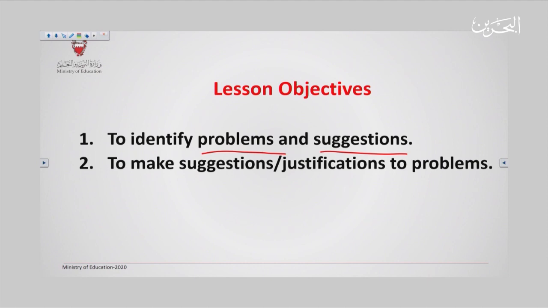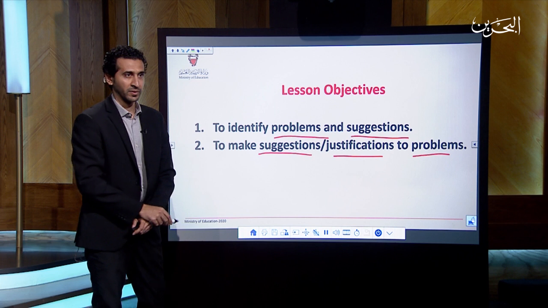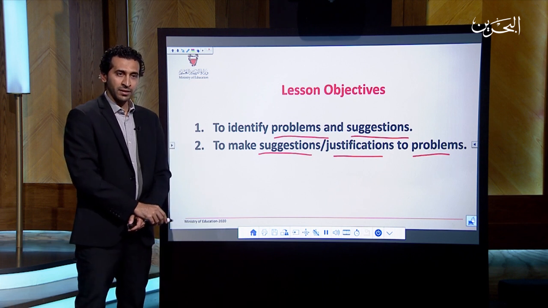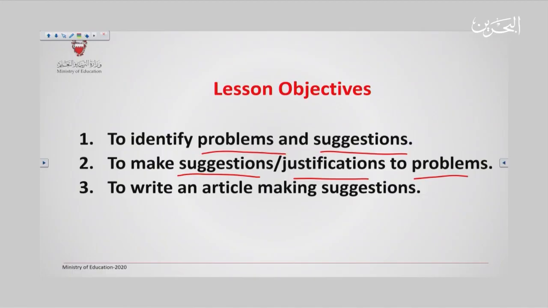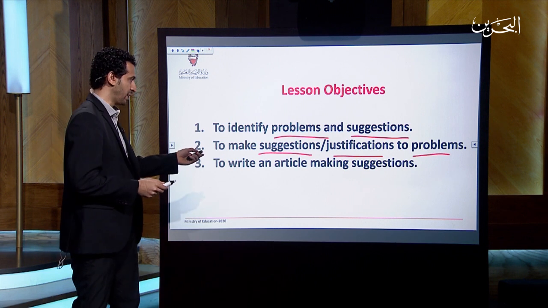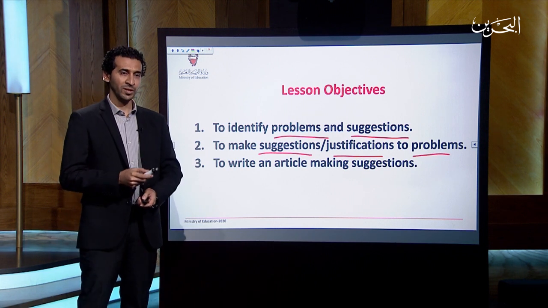Again, the main three words here are suggestions, justifications, and problems, of course, the one that we have seen in the first objective. And the third objective of today's lesson is to write an article making suggestions. By the way, this is our main objective today. And as I said, these three objectives are related to each other, and we will move gradually to achieve the third one here. So let's move on.